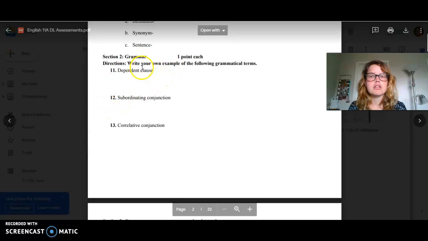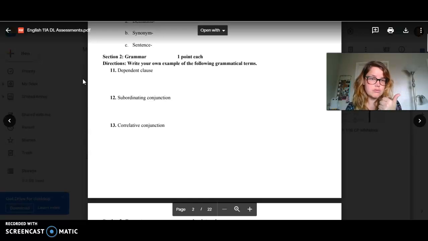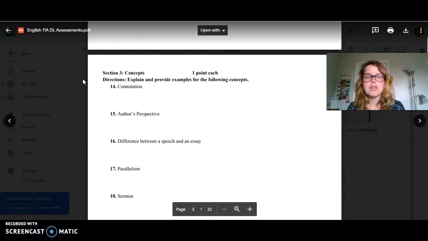So an independent clause is "I like dogs." It can stand on its own, no questions asked, right? A dependent clause can't stand on its own. "Because I like dogs", you can't use that one. If you use that one, I will not let you, okay? Come up with something on your own. Subordinating conjunction: think about the word, look up the definition, write your own example, okay? If I see all of you do the same thing, I'm going to know you got it from somewhere else, right? Correlative conjunction, an example of that.